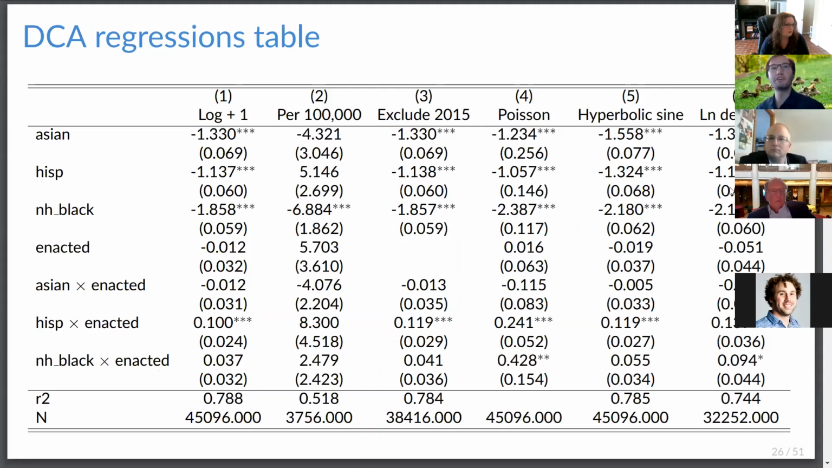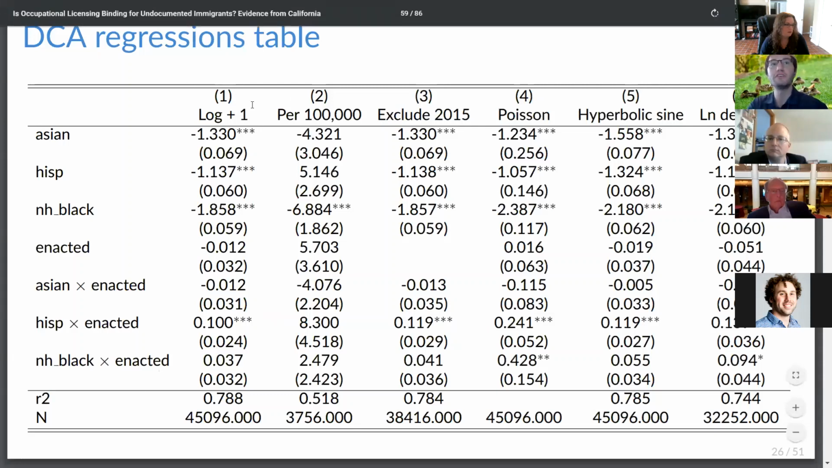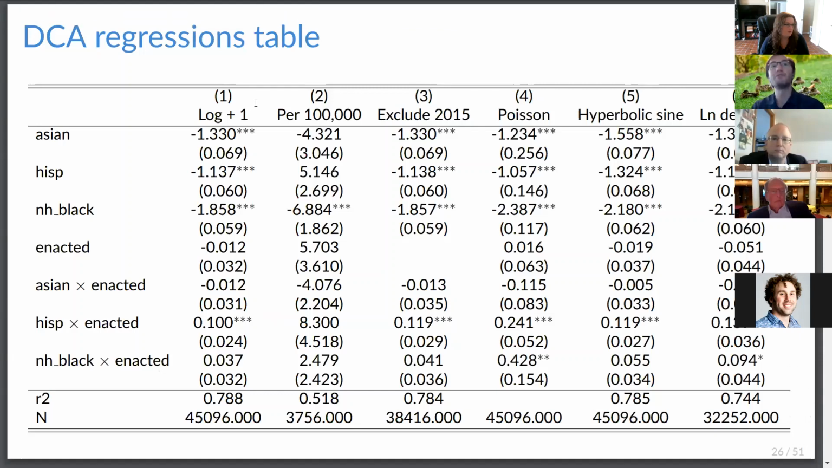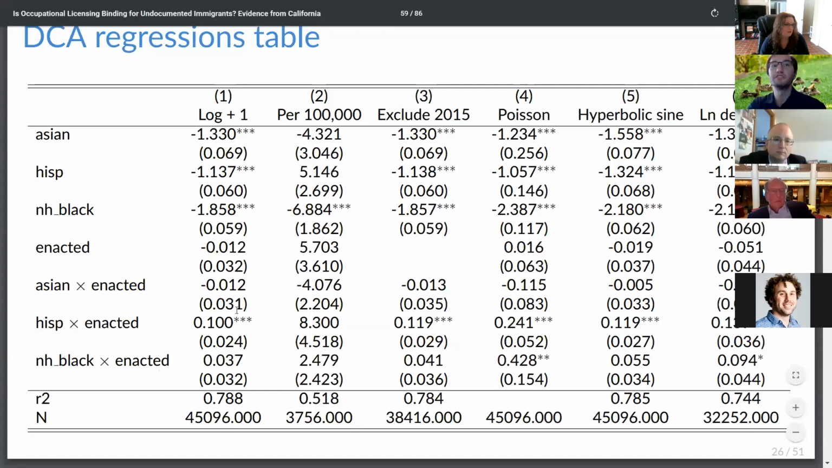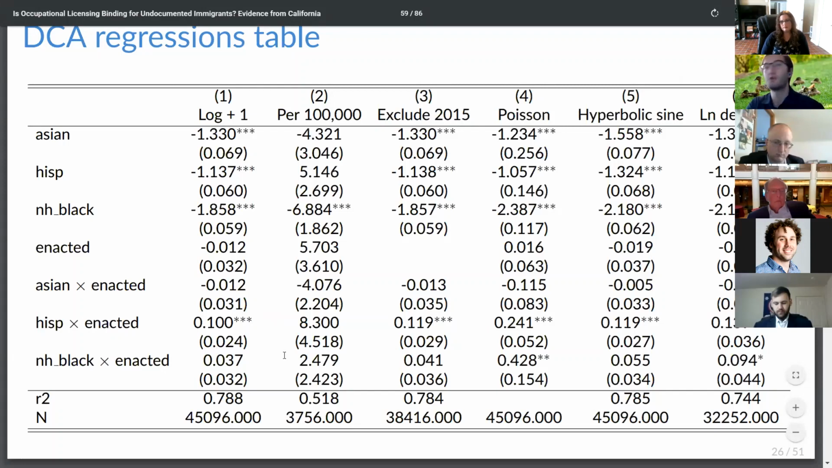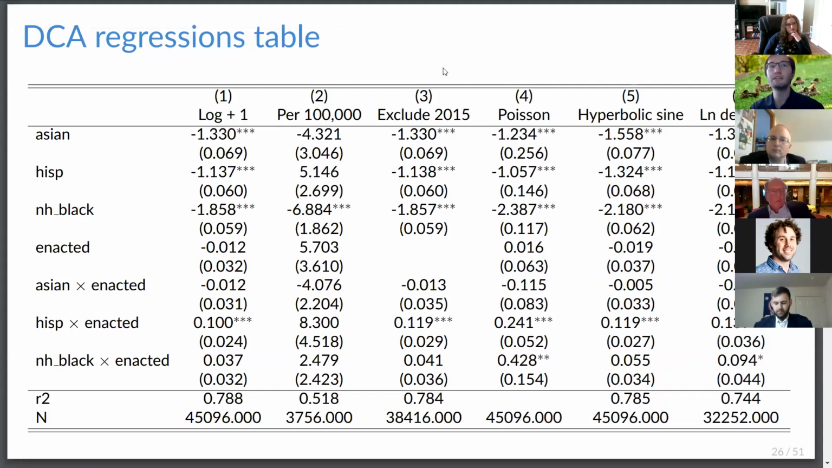And here's a bigger table where I show just the difference in difference estimates for a number of specifications. That graph corresponded to column 1 here, where I just take the log and deal with zeros in this first column by adding 1, which is what it is. The row you should focus on is this Hispanic interaction with enacted row, which is the second to last row in this column. And the coefficients across these different specifications look pretty similar. So in the second column, instead of taking the log of the outcome, I divide by the per capita population for that specific ethnic group or race, and I don't take the log.